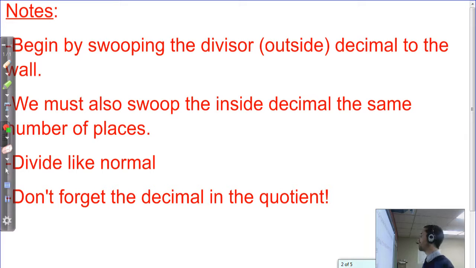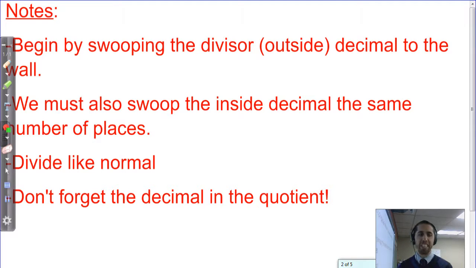Second note, we must also swoop the inside decimal. That would be the dividend decimal. The same number of places, and I'm going to explain this a little bit more in a second. Then we're going to divide like normal, and finally we're going to take that decimal elevator and put our decimal in the quotient. Now some of you might be wondering, why does this work?